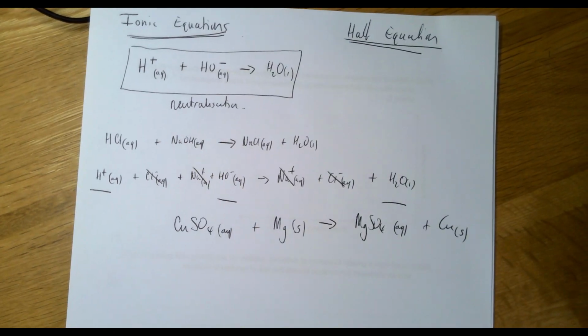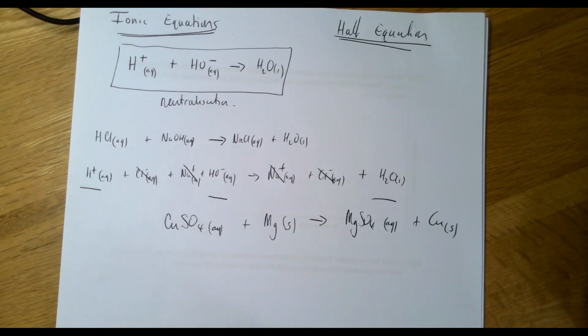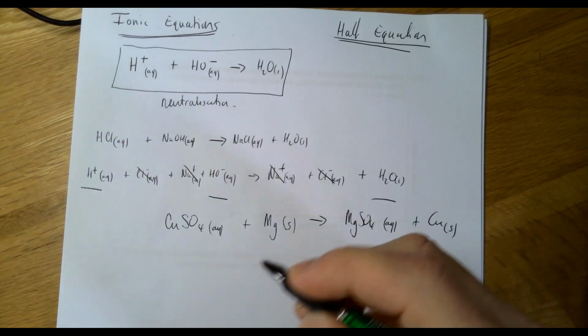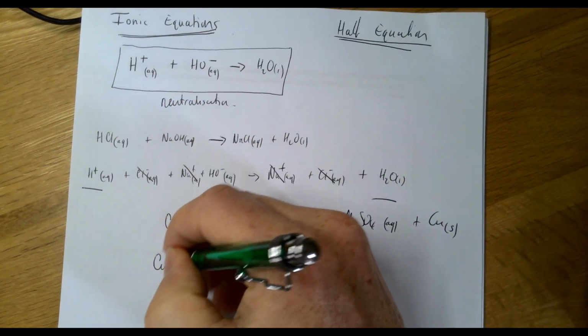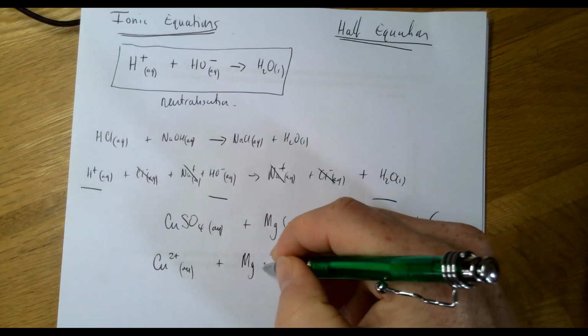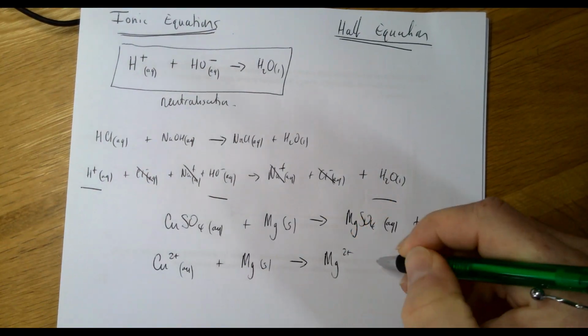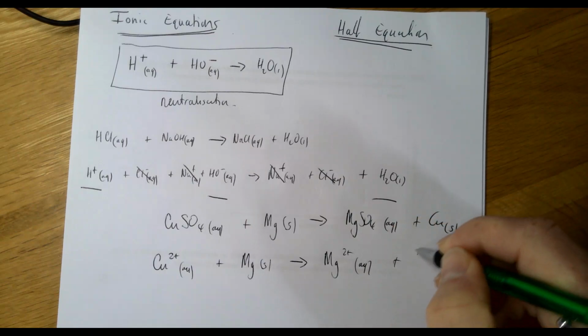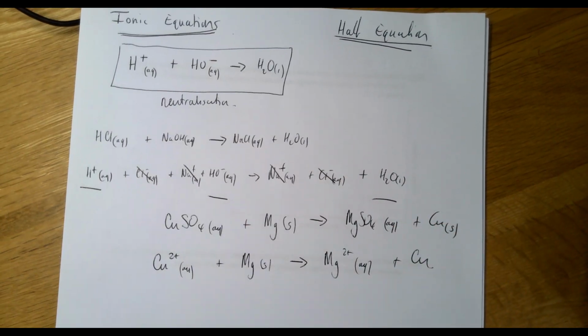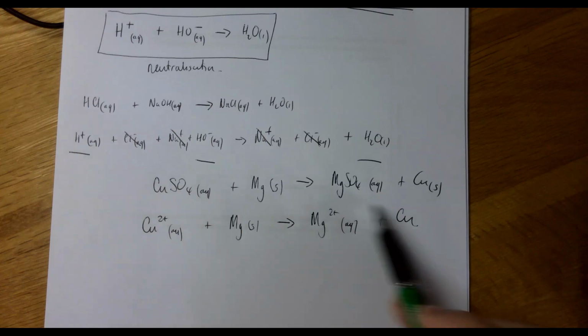But really all that's going on there, the sulfate's not doing anything. Copper sulfate dissolved is copper ions and sulfate ions. Magnesium sulfate dissolved is magnesium ions and sulfate ions. And so what's really happening is that the copper ions react with the magnesium atoms, magnesium metal, to give magnesium ions and copper. We're just ignoring the sulfate, which during the course of the reaction isn't being affected. So this is what we call the full balanced equation, and this is the ionic equation.